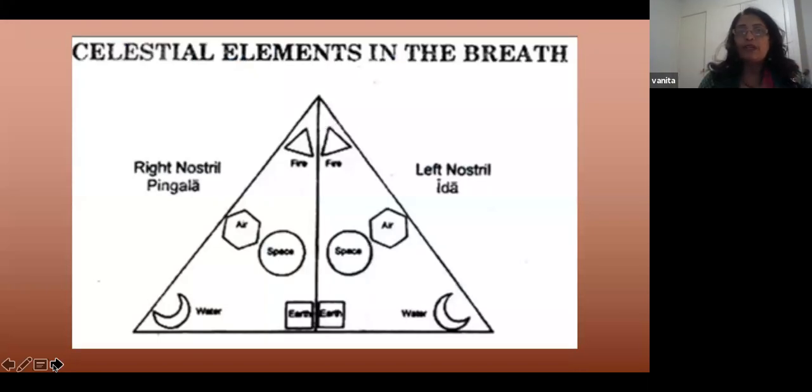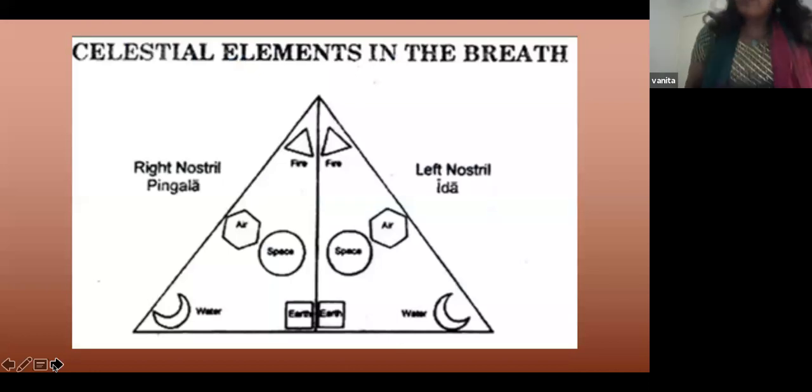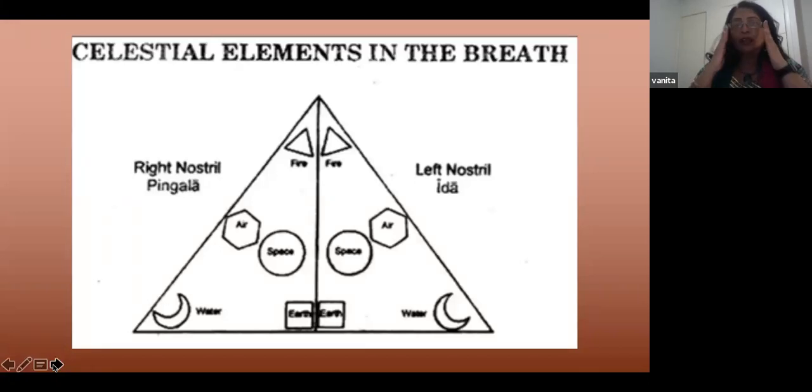So now, the celestial elements in the breath. It's called a science of life, Ayurveda, and the pulse. We look at the rhythm, the breath. As long as there is a breath, there is life. It means we are alive and we exist. So how do we feel the breath? Either by touching the heart or we check the pulse.